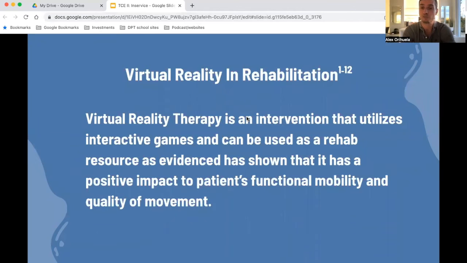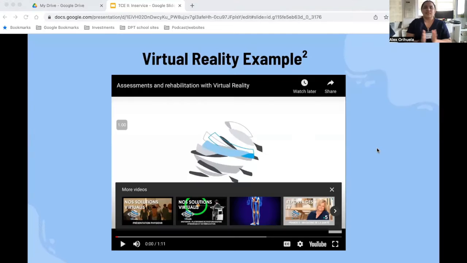So virtual reality has recently been very useful in rehabilitation or therapy for multiple dimensions. Specifically, it is being used more often with neurointerventions, and it's interactive gaming that is used by the patient to improve their functional mobility, their balance, their coordination, and their strength. It has shown really good research on improving people with functional disabilities to enhance their movement quality. The following slide demonstrates an example of how virtual reality can be used for patients receiving rehab.